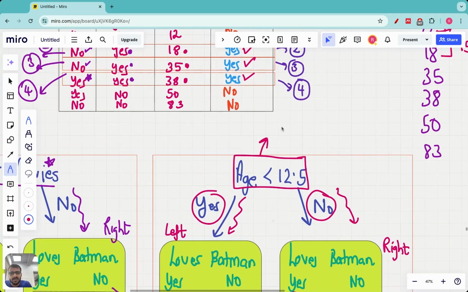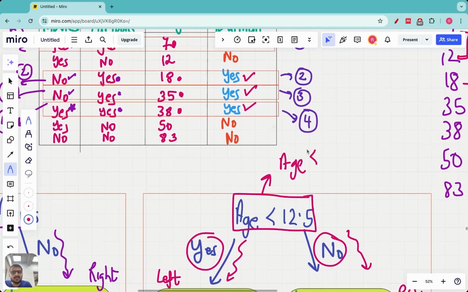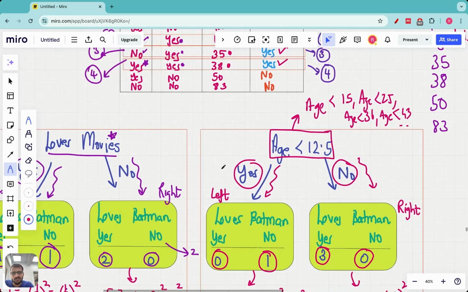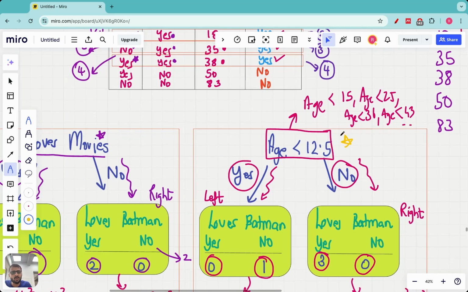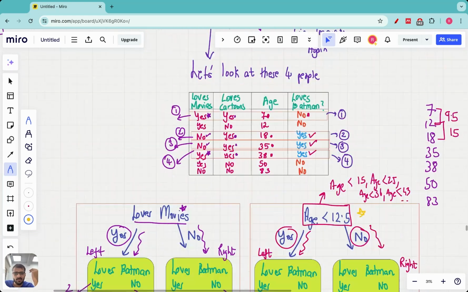Now, one thing to test is that I highly encourage you to test this for age less than. So try to find the midpoints here among different age brackets and test the Gini impurity for age less than 15, age less than 25, age less than 36, age less than 43, etc. Try to find the Gini impurity for all of these. You will see that only for age less than 12.5, the Gini impurity is 0. And remember, we want to minimize the Gini impurity as much as possible.